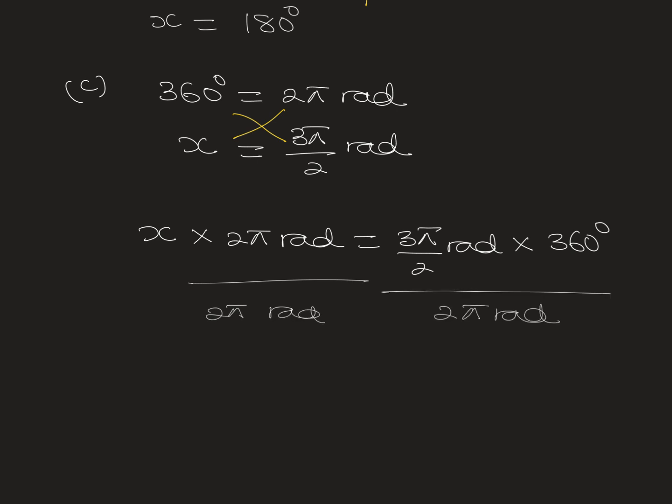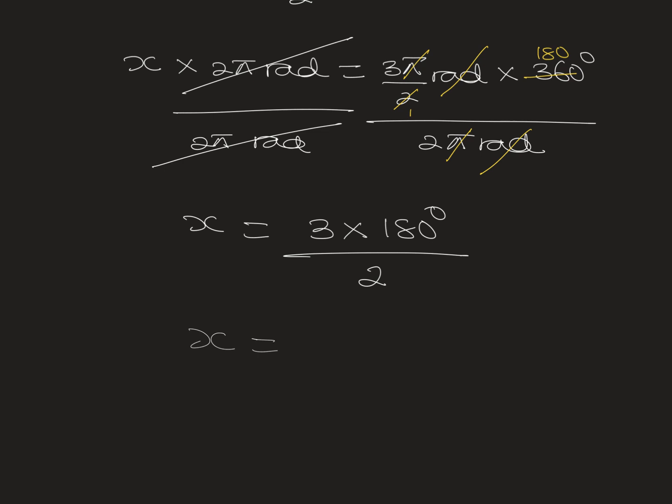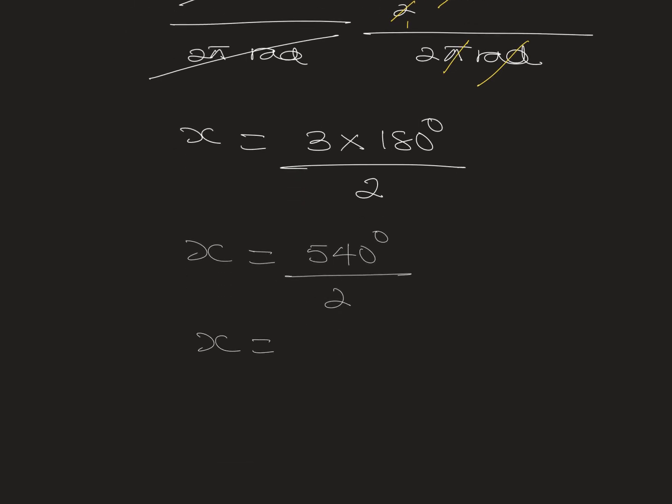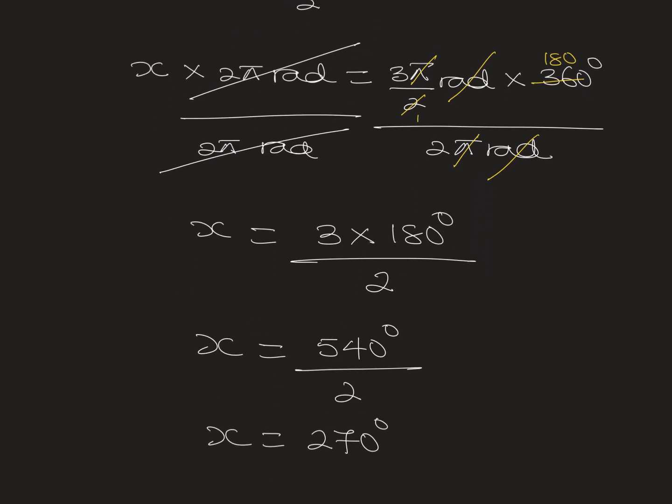2 pi radians cancels 2 pi radians. What do we do? Pi will cancel pi. Radians will cancel radians. And we can say 2 goes once into 360. That is 180. So we're going to have 3 times 180 divided by 2 if we like. So let's say x is equal to 3 times 180 degrees divided by 2. So x will be 3 times 180 is 540 degrees divided by 2. So x will be 540 divided by 2 is 270 degrees, meaning that 3 pi over 2 radians is equal to 270 degrees.